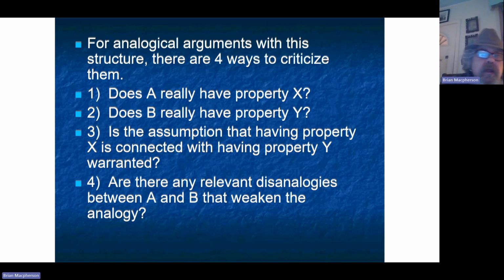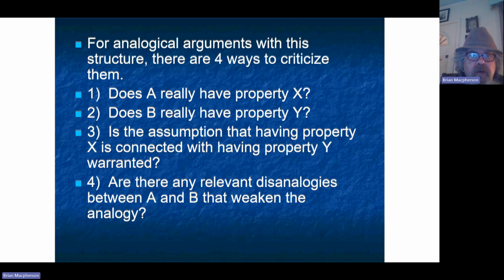Does B really have property Y? Sorry, does A really have property X? In other words, do governments have a line of credit? Yes. Does B really have property Y? In other words, do families go bankrupt? Yeah, of course, right? Is the assumption that having property X is connected with property Y warranted? I think generally it is, right?